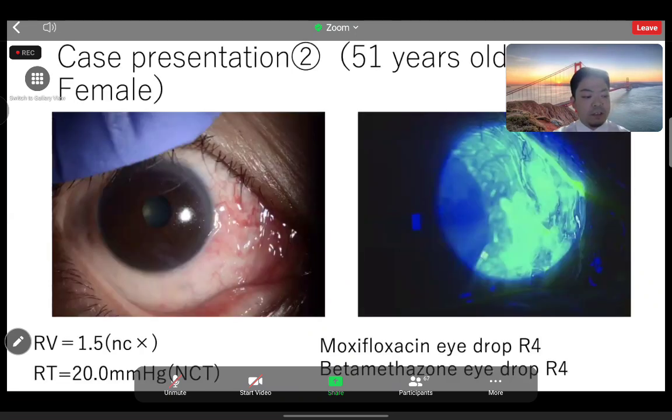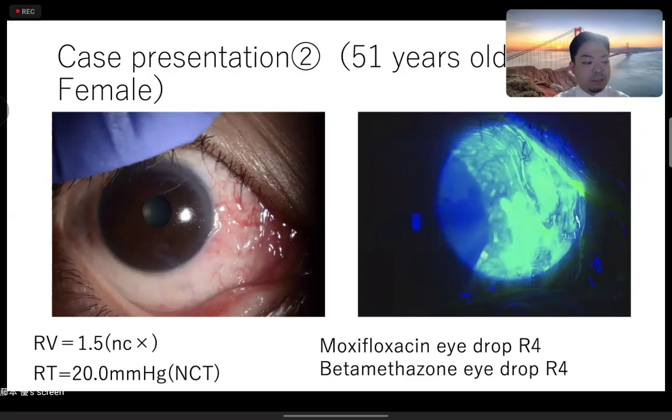These are findings at the time of her first visit to our hospital. Hyperemia and epithelial defect were observed on the inner side of the right eye. Moxifloxacin and betamethasone eye drops each 4 times per day were started. However, she didn't improve. We decided to conduct surgery.